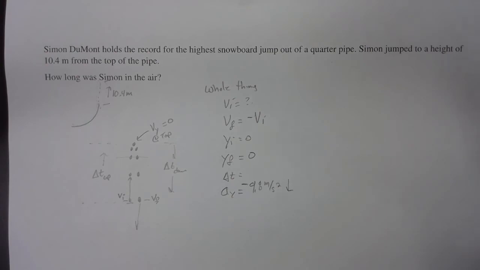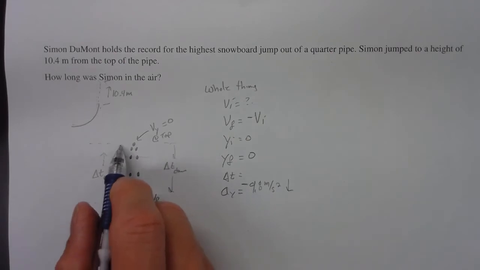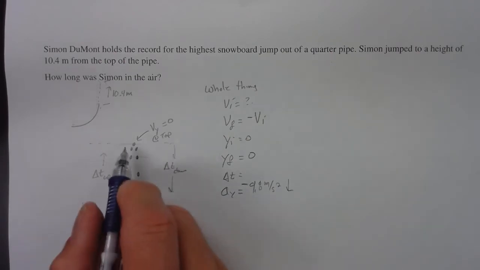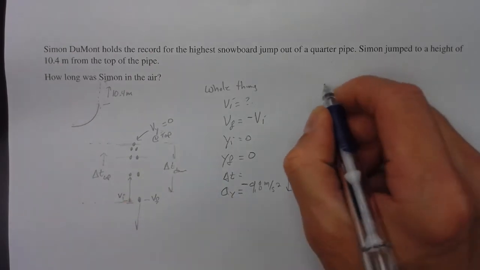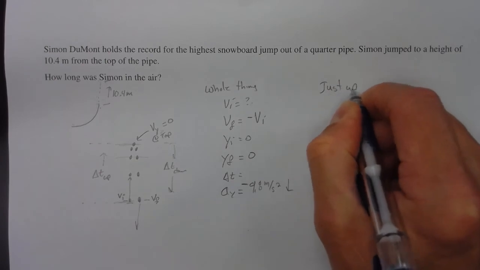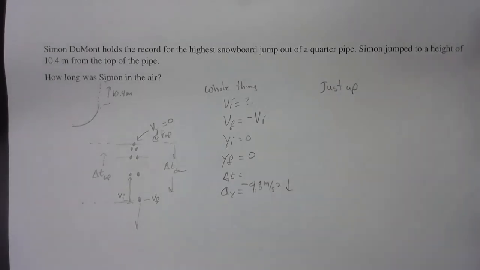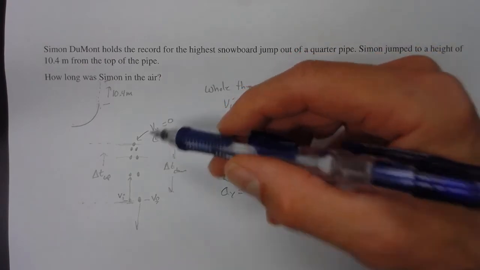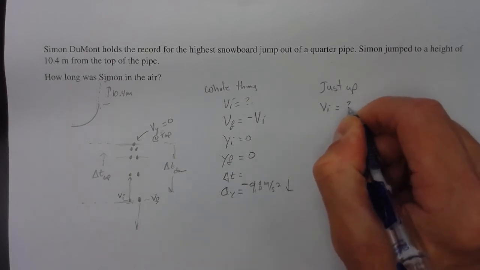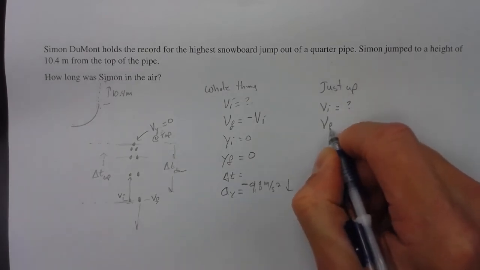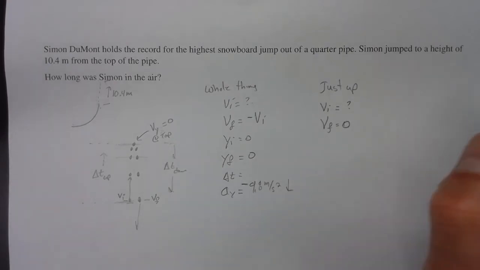So now I got to pick a different interval where I know more stuff. And the interval where I know a lot is from the very bottom to the top, because I know the velocity at the top. So just the up part. Or you could do just the down. Both of those, you know one of the velocities. I'm going to do the up. So that initial velocity is unknown to me. The final velocity of just the up part, that's 0, because at the highest point, you have to hit 0. If not, you're still going up. And once you start going down, you have a velocity downward.